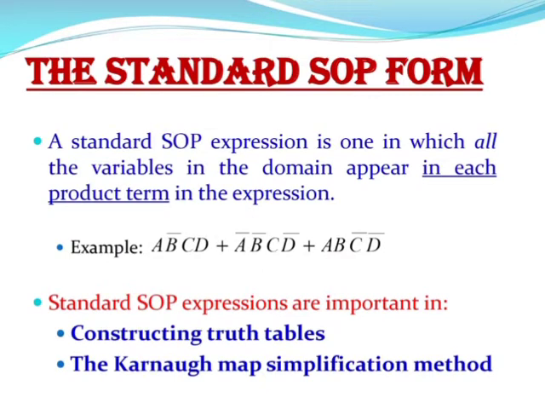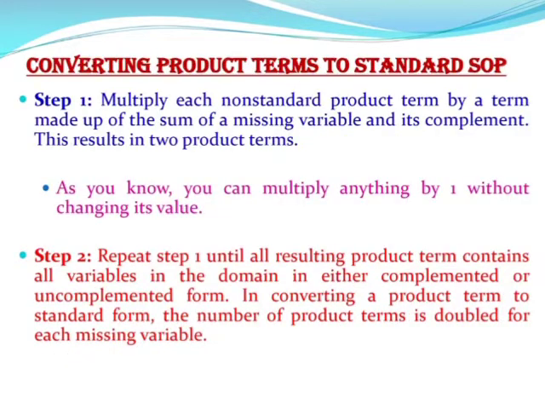Next, our topic, that is standard SOP form. A standard SOP expression is one in which all the variables in the domain appear in each product term in the expression. Consider this example, AB̄CD + ĀB̄CD̄ + ABC̄D̄. Here this is a 4 variable term. The variables are A, B, C and D. In all the terms, all variables are present. So this is a standard SOP form. Standard SOP expressions are important in constructing truth tables and also the Karnaugh map simplification method, which you will study in a later class.